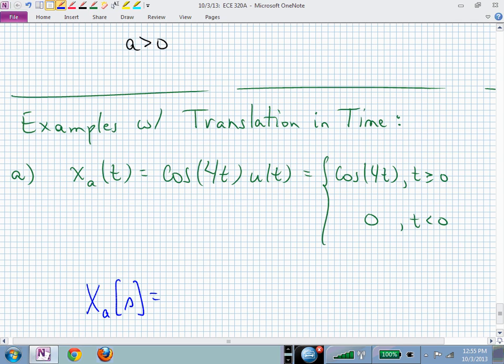Now we have a cosine that we're switching on at time 0. And we could write that either way. You might see it written on the right, or you might see it as multiplication by the unit step. But it's the same. It's an equivalent expression. What's capital X sub a of s? It's a cosine, so what's in the numerator? s. And what's in the denominator?